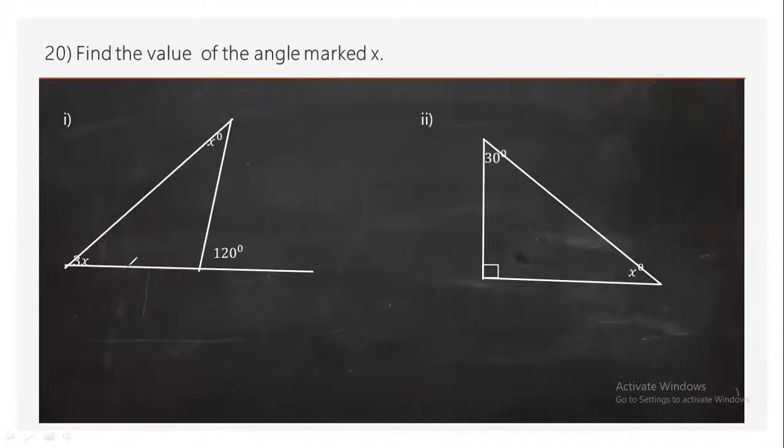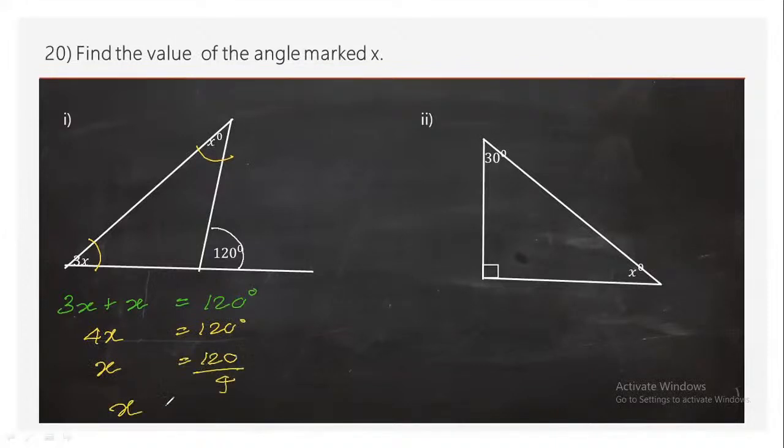So you know the concept exterior angle. It means this equals the sum of two interior opposite angles. So sum of two interior opposite angles, 3x plus x equals 120. Then you can write 4x equals 120. X equals 120 divided by 4. X equals 30.